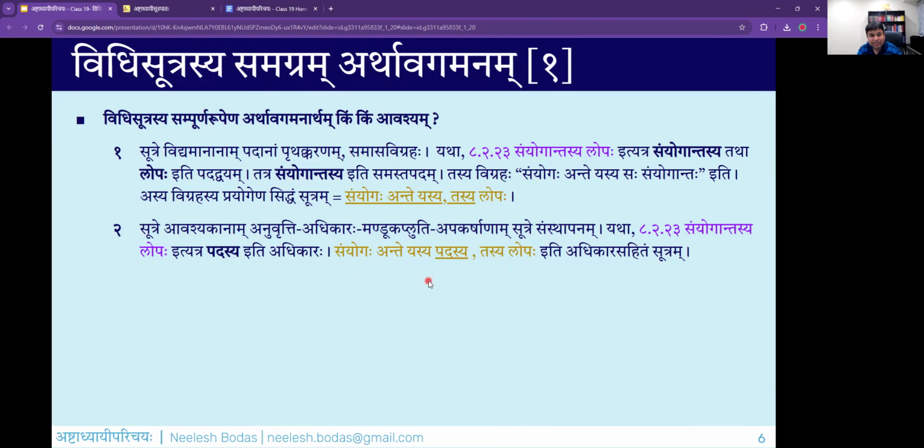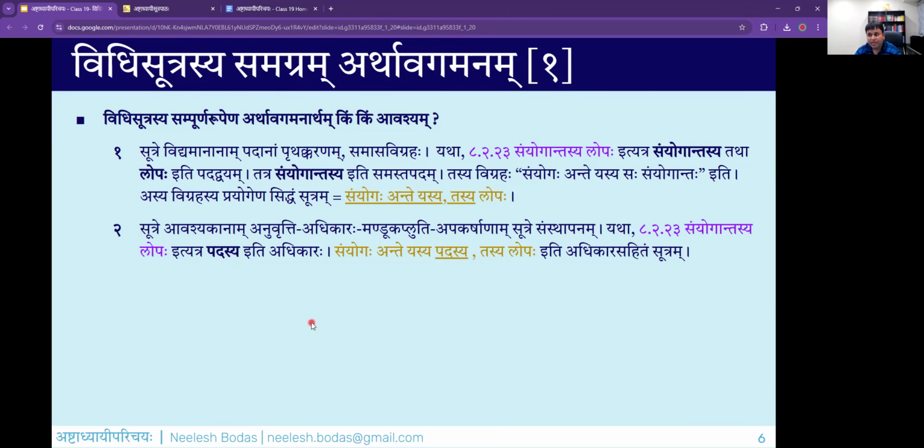Yasya padasya ante sanyogaha tasya ityukte tasya padasya lopaha. So संयोगः ante yasya padasya tasya lopaha iti idanim adhikara sahitam anuvrutti sahitam sutram jatam.